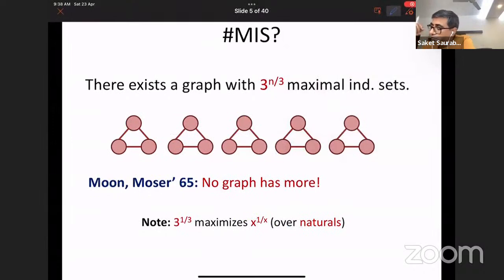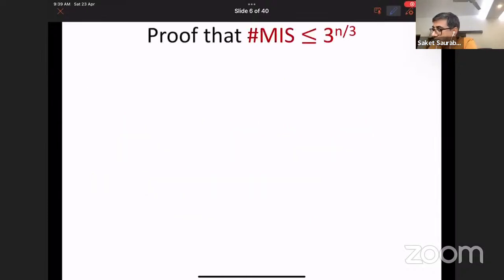Okay. So what is 3 to the power 1 by 3? It is the maximizer of x to the power 1 by x over the naturals. If you maximize this over the reals, x will be like e, right? And then you know that it will be either 2 or 3, and you see that it is 3. So this is a number, and how will it come? You will see in a minute.